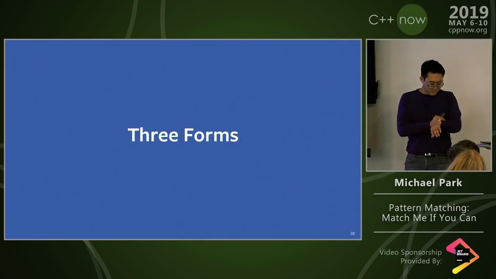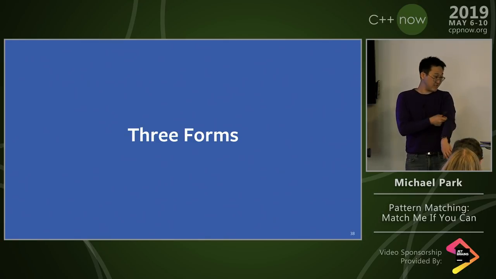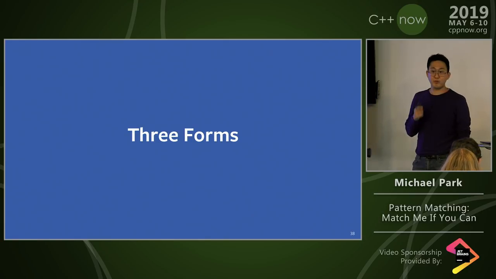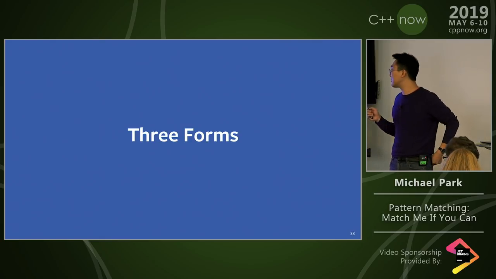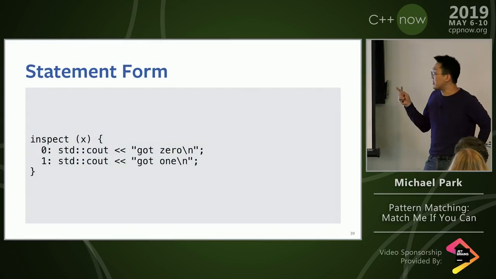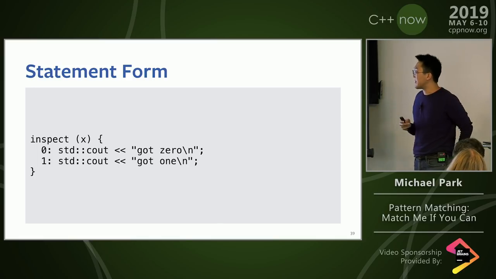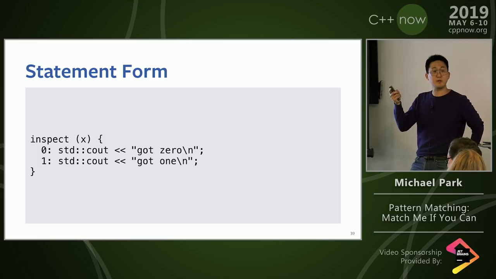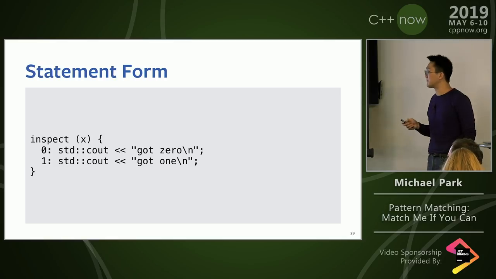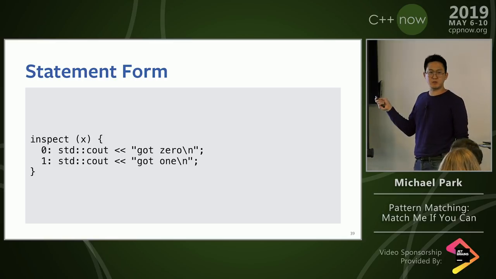OK, so starting from here are the details of the paper. We have three forms of pattern matching that we want to see. First is one that you've seen in previous slides, a statement form. You can inspect on an X, and then you have different cases. The pattern and the statement are delimited by a colon. It's pretty natural, right?